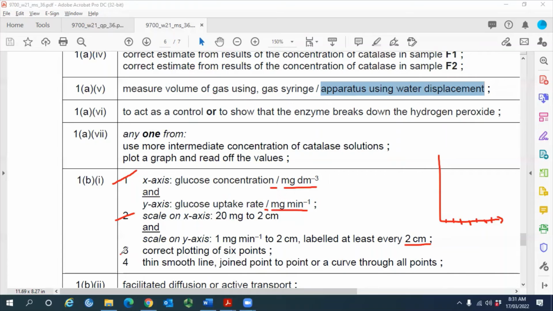Then number 3 is correct plotting of the 6 points. So the examiner will choose maybe 2 points and check whether the 2 points are accurately plotted. Remember you can only use a cross, or a dot and a circle, and a cross cannot be bigger than the smaller square in the graph. Number 4 is a thin, smooth line. So make sure your pencil line is thin and smooth, or else this is up to the examiner's judgment.